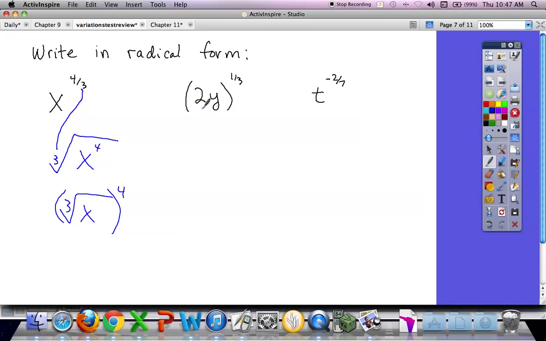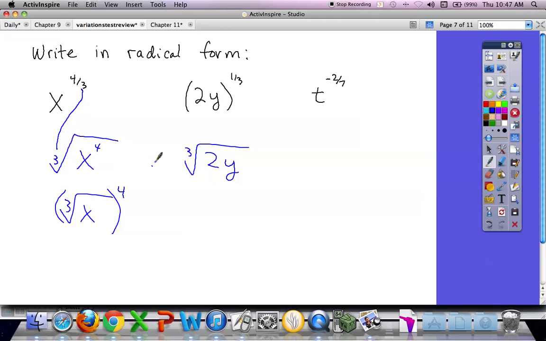How about this one here? 2y in parentheses to the 1/3. What's the index? 3. And it's being raised to the 1st power, which is like nothing. So we just say the cube root of 2y. Nothing else to write.